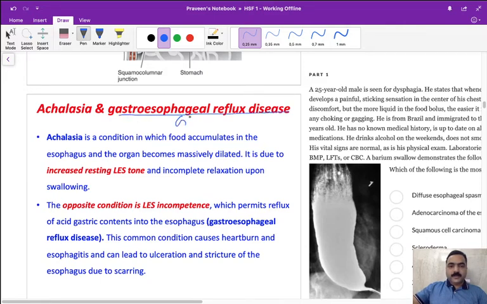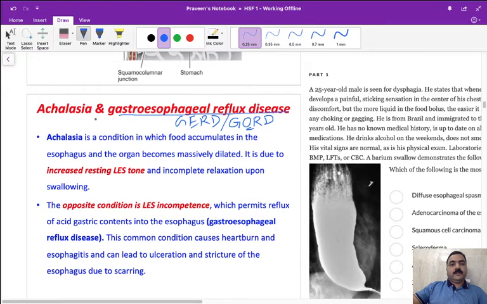GERD. Sometimes it is also referred to as GORD in some books. It is just the spelling of esophagus. In some places it starts with an O, so it may be GORD. So don't get confused, they are the same thing, GERD or GORD.